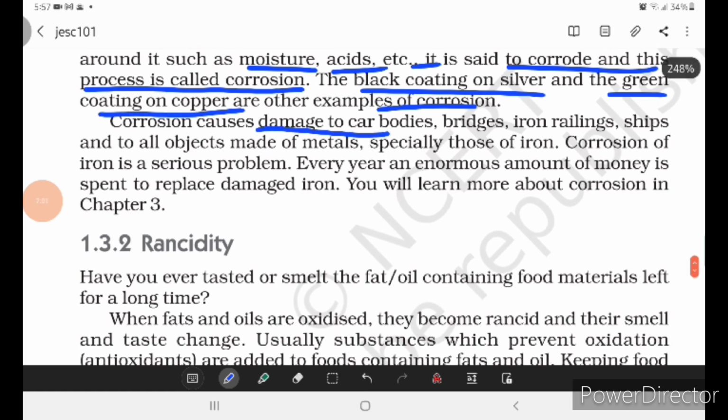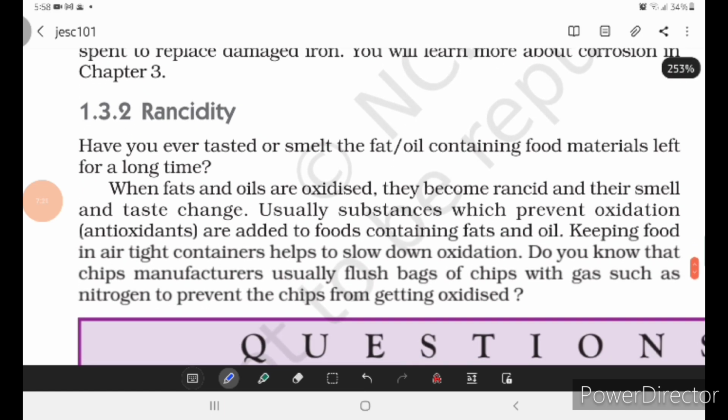Corrosion causes damage to car bodies, bridges, iron railings, ships, and to all objects made of metals, especially those made of iron. Corrosion of iron is a serious problem. Every year, an enormous amount of money is spent to replace damaged iron. We'll know about corrosion in our third chapter.